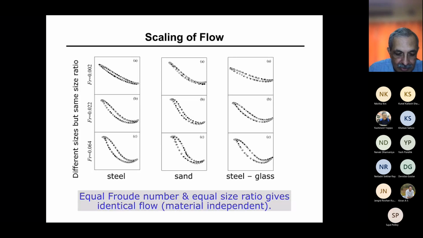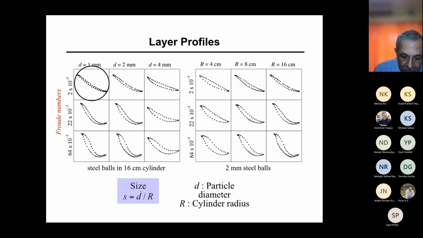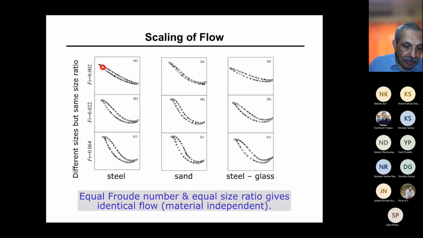But one of the things that is known is that if you plot the scaled profiles, that is, if you plot at equal Froude number and you take different sizes, but you take the size ratio, the diameter of the particle divided by the radius, to be the same, so if S is constant and Froude number is constant, these are the two dimensionless parameters, then you see all the profiles.